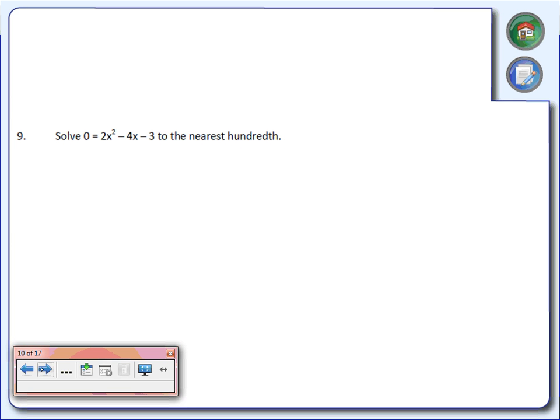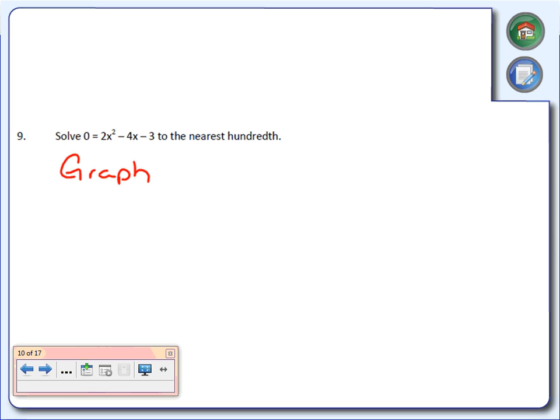Okay, number 9. 0 equals 2x squared minus 4x minus 3. We're going to solve that to the nearest hundredth. So we are going to get a decimal for this one. Again, the method you use is your choice. I think to speed things up, we're going to use the graphing method here. All right, so everybody go to your calculator. We got lucky on this one. It's already equal to 0. All we're going to do is graph it and find its x-intercepts.